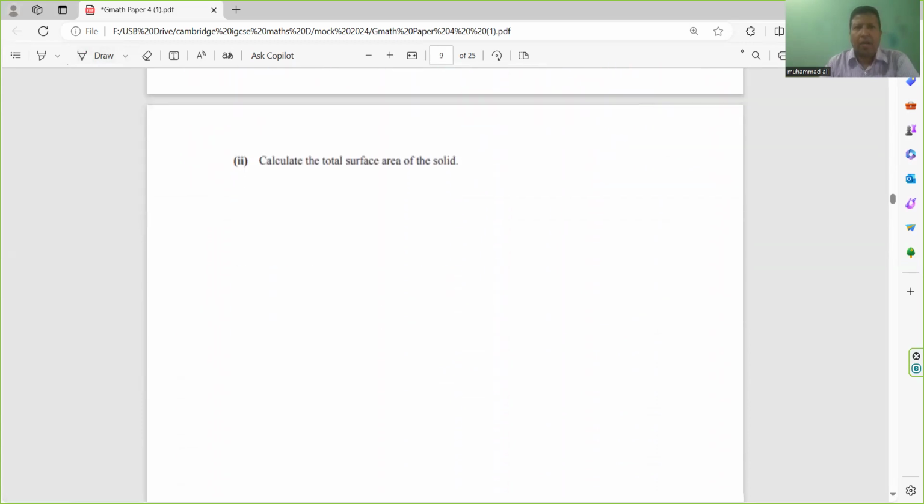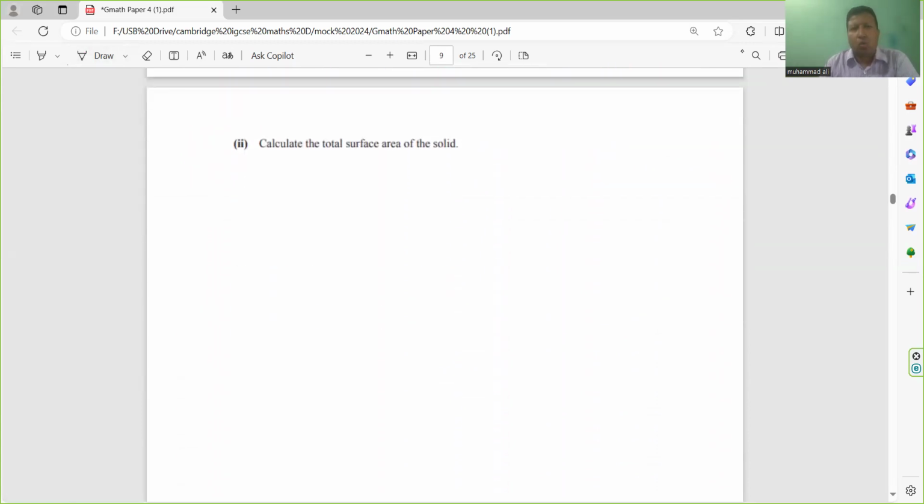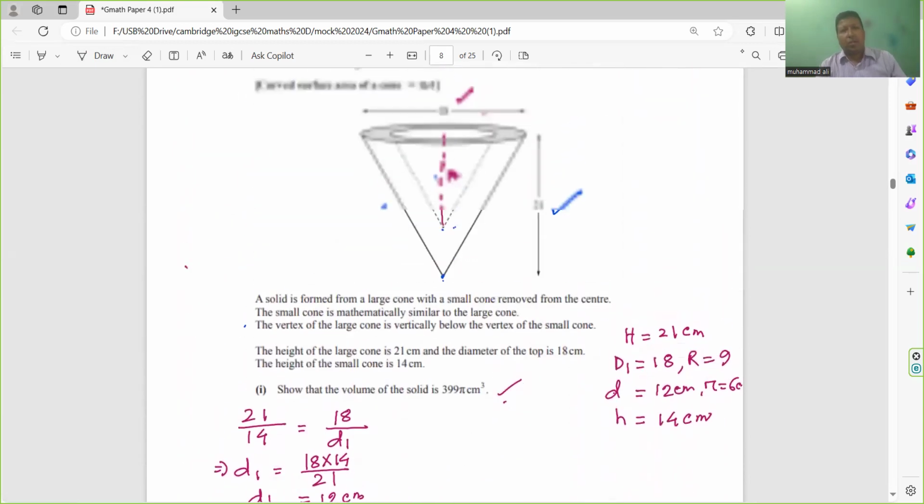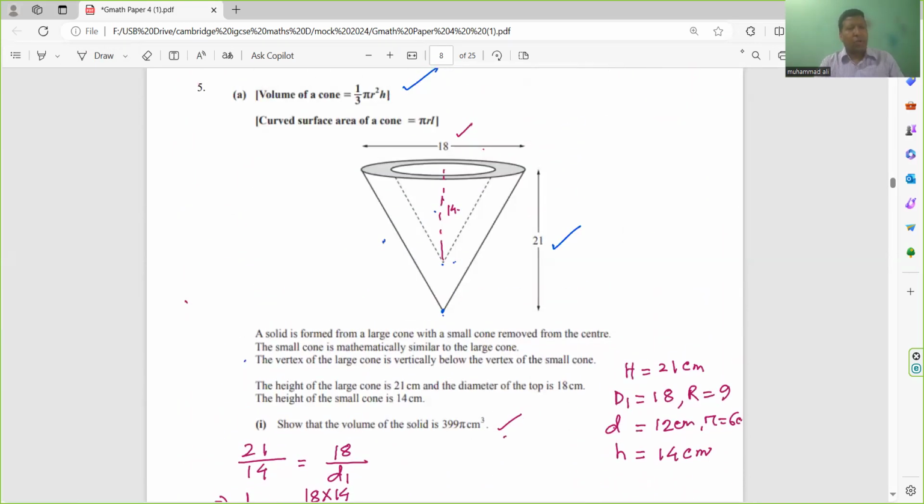Now the second part, calculate the total surface area of the solid. So one thing you have to remember, when the solid is formed, that means this small cone is removed. Here also this slant will come. That means inside there is a curved surface area of the small cone we have, and the curved surface area of the bigger cone we have.